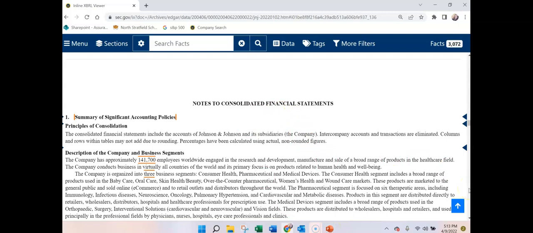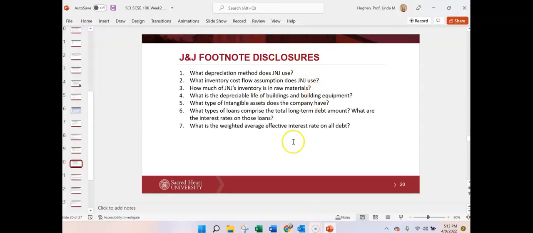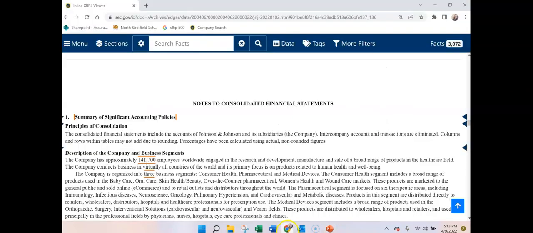And it's a chance for the company to talk about what accounting methods they use and how they come up with their estimates that are important. And so here we have some questions that we're trying to answer for Johnson & Johnson, starting with note 1. What depreciation method does Johnson & Johnson use? That's going to be in note 1, significant accounting policies.